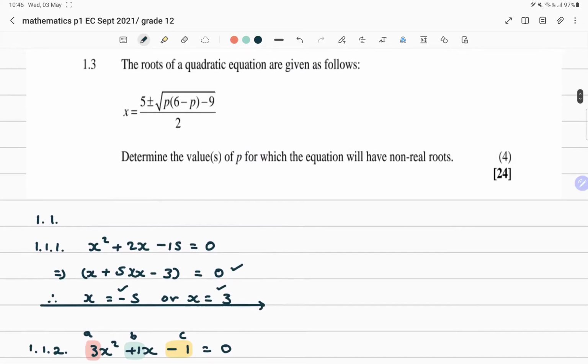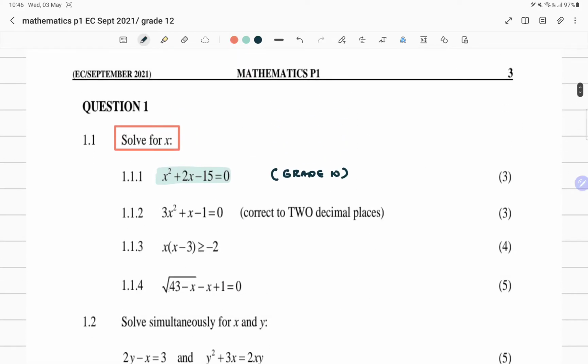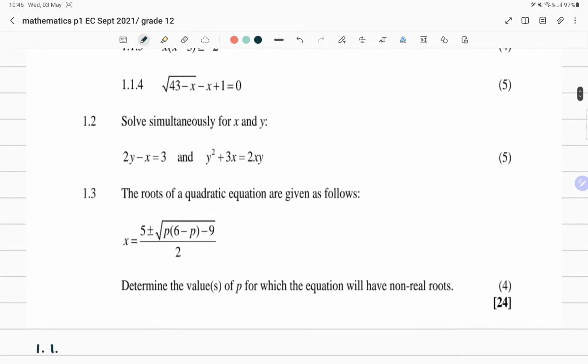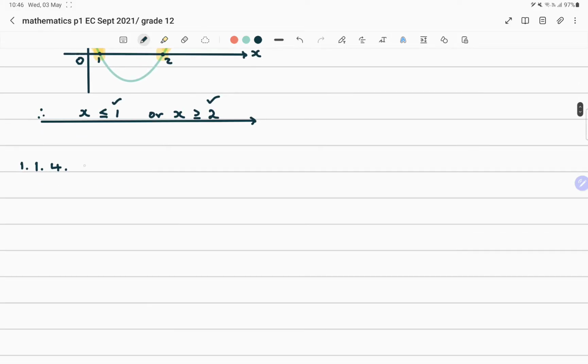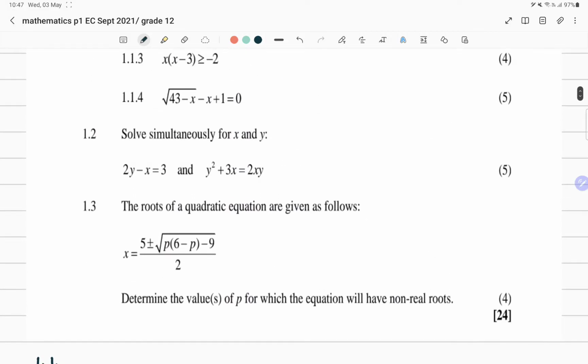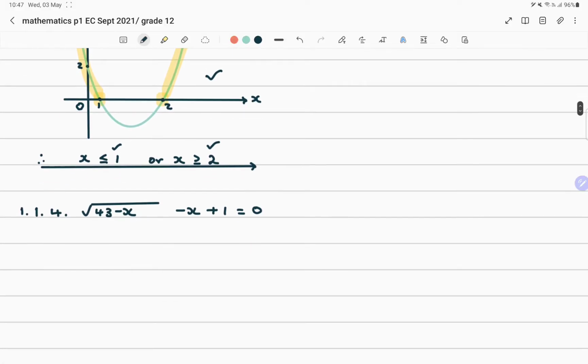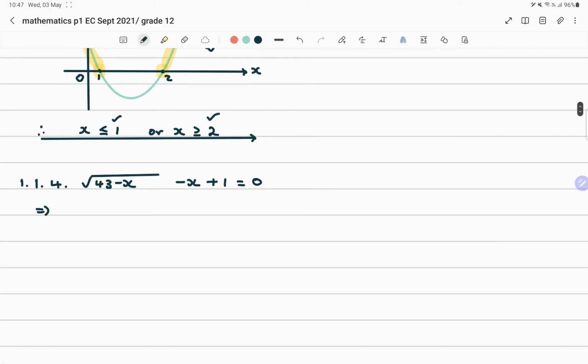1.1.4. So we've got this quadratic in third form. So this is root of 43 minus x, then minus x plus 1 is equal to 0. Alright, so this is what we have to solve. So make sure you've copied everything correctly. Now the next step here is to isolate the third.